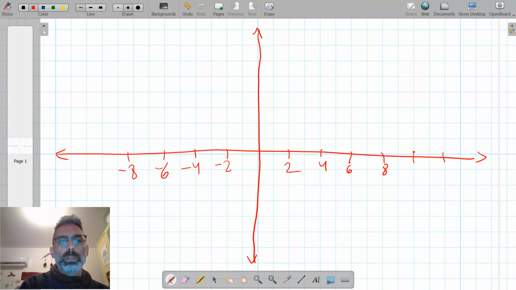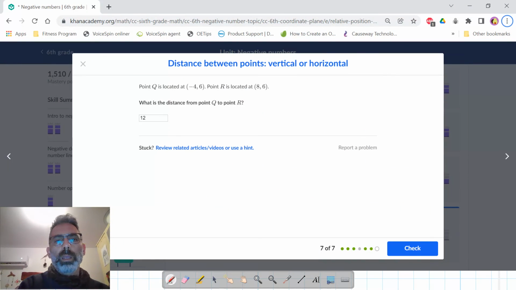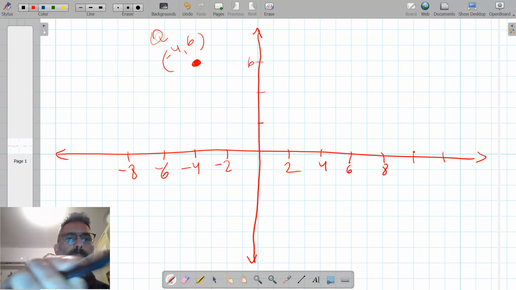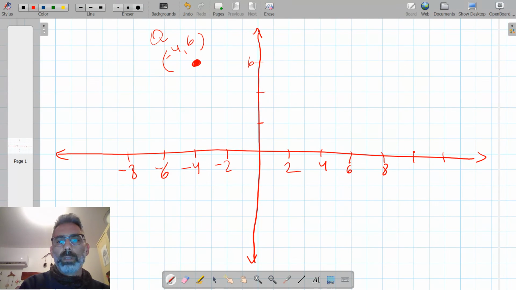So, okay, the first point is -4 and 6. So this is 6, so -4 and 6 will be here. This is the first point, and this is Q. Okay, point R is located at +8 and 6. So this is point R.